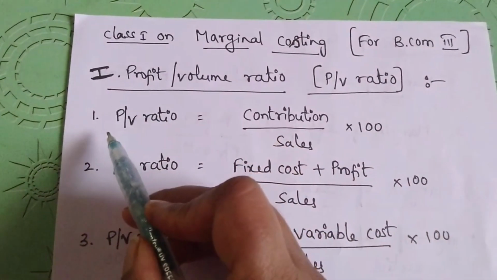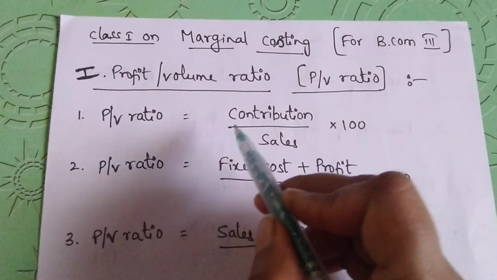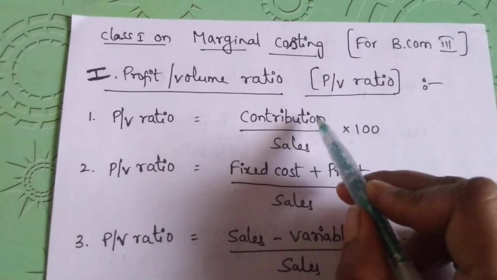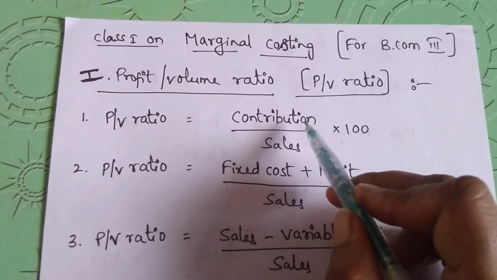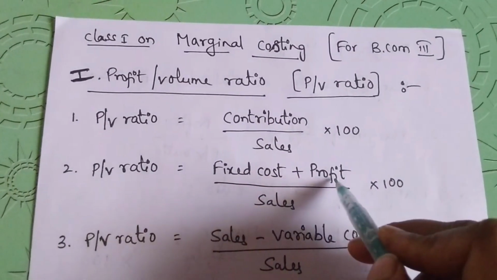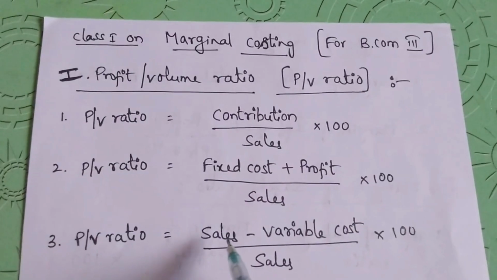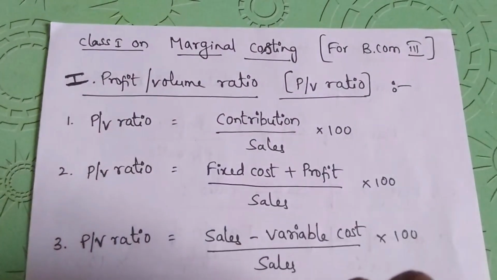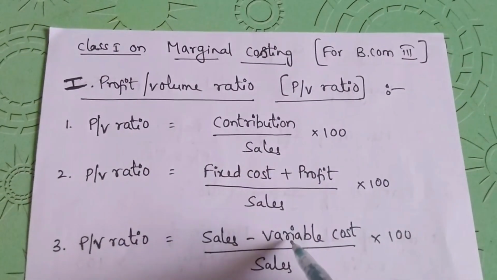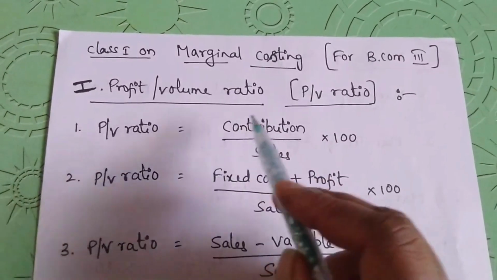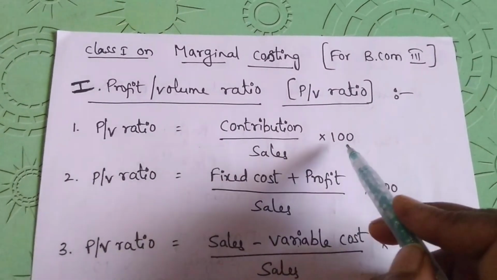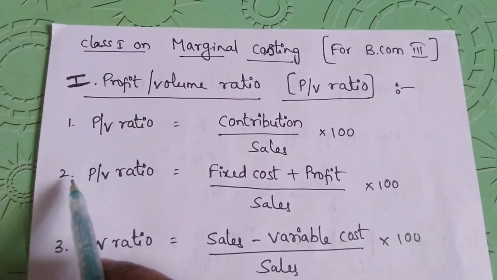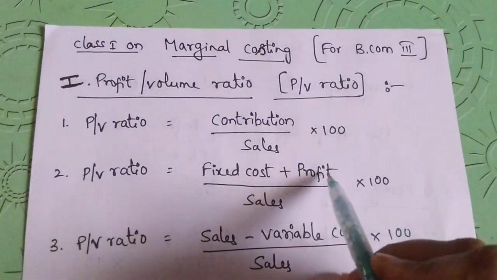So now come to first formula. PV ratio is equal to contribution by sales into 100. So what is contribution? Contribution can be calculated in 2 ways. That is, fixed cost plus profit is equal to contribution, and sales minus variable cost is equal to contribution. So in any way we can get the contribution. There are 2 ways and 2 formulas to calculate the contribution. So PV ratio is contribution divided by sales into 100, because we are calculating ratio, so we have to multiply this by 100.